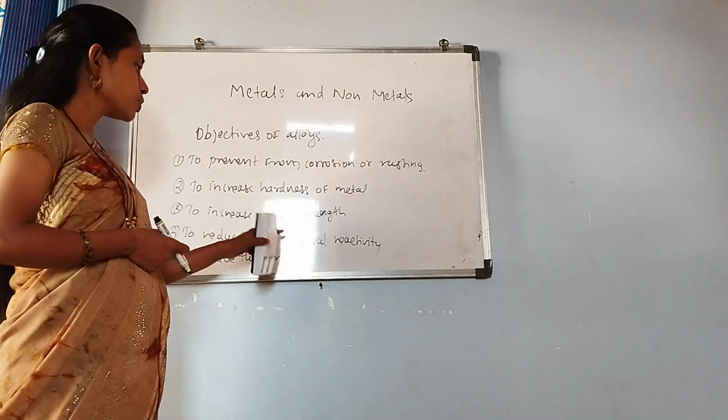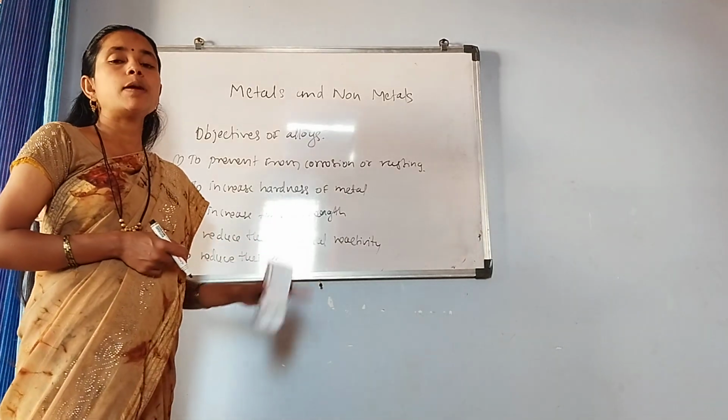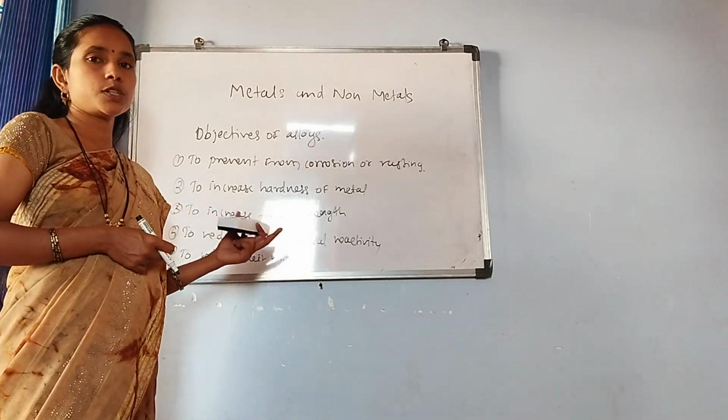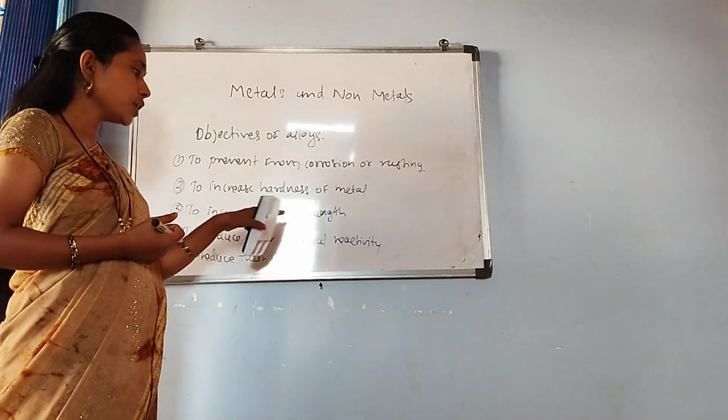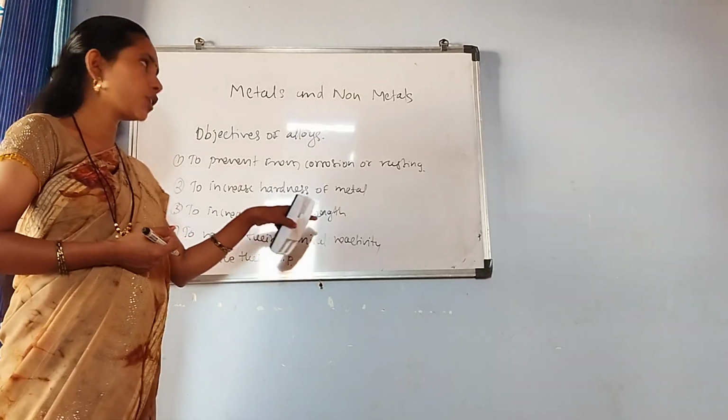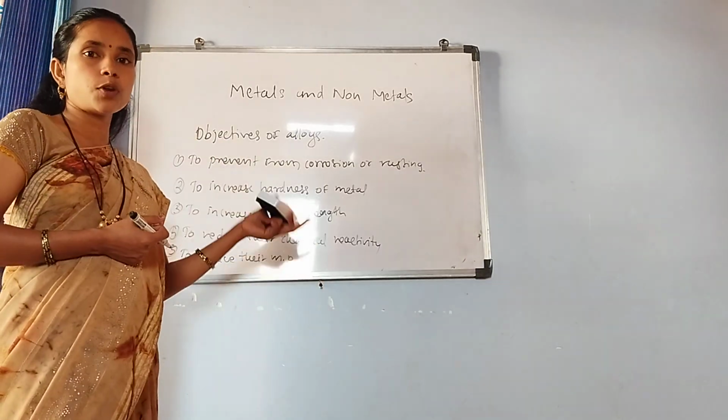Then next is to reduce their chemical reactivity. Metals like sodium and potassium are very reactive in nature. So we have to reduce their chemical reactivity, and for that purpose also we are using them in the form of alloys.